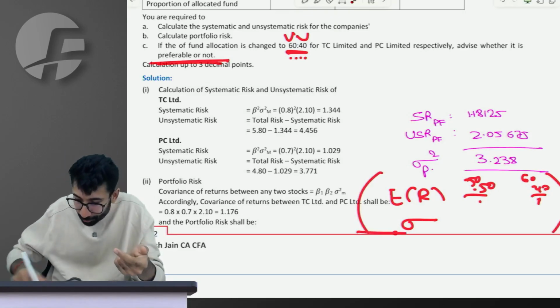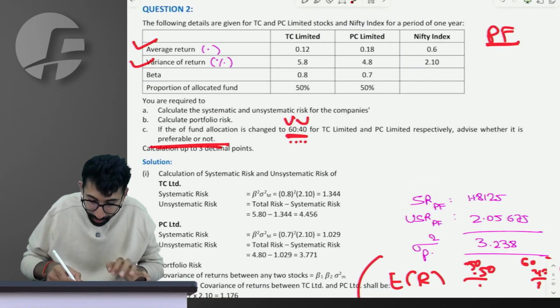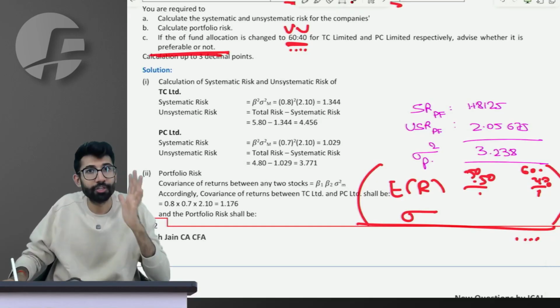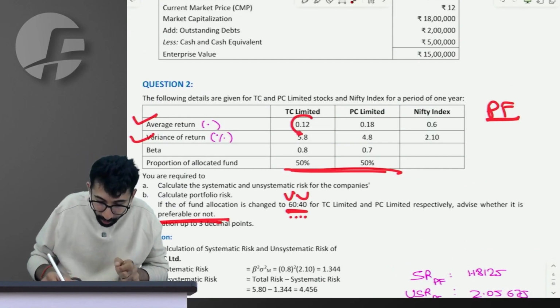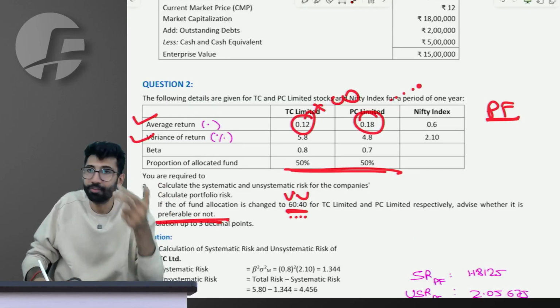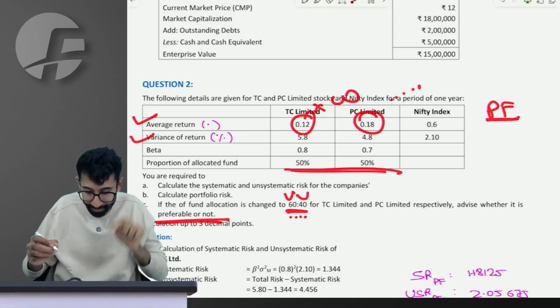So give your comment on the basis of risk and return. The same thing that we have done for 50-50, you have to do it for 60-40. Average return of the portfolio you already know. Return of first security into its weight, return of second security into its weight. One is 50-50, another is 60-40. You will have the return of the portfolio in both the cases, right?